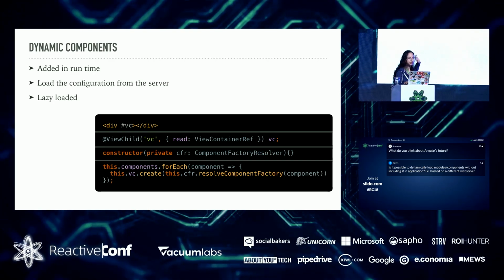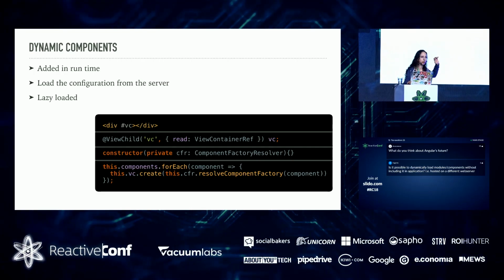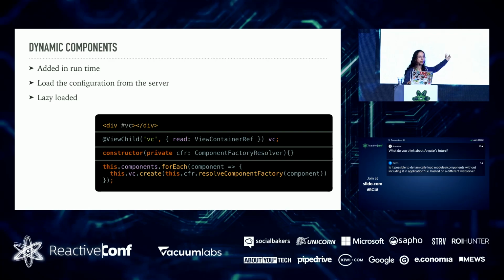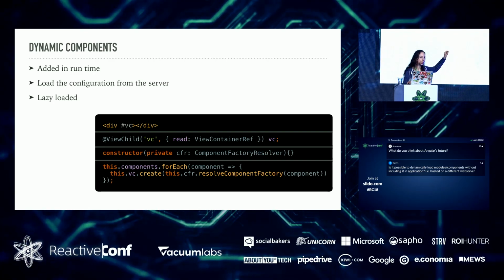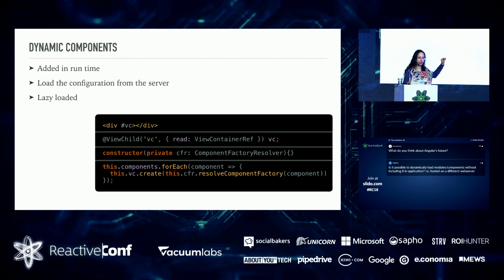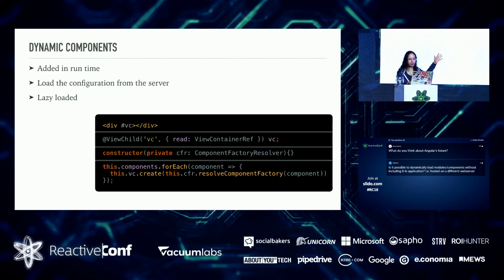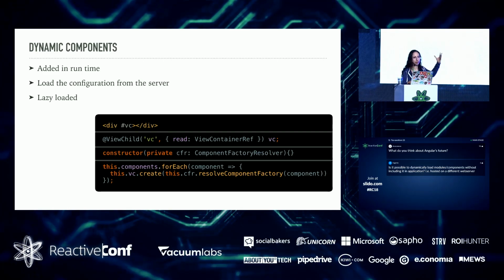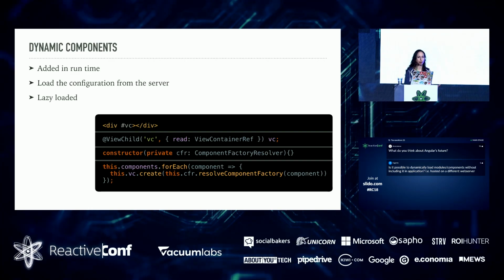And like I said, there's only one line in the template. This is the placeholder where the dynamic components will be inserted. We get a reference to this place using the ViewChild decorator. And we then need to resolve the component factory and create the component itself.